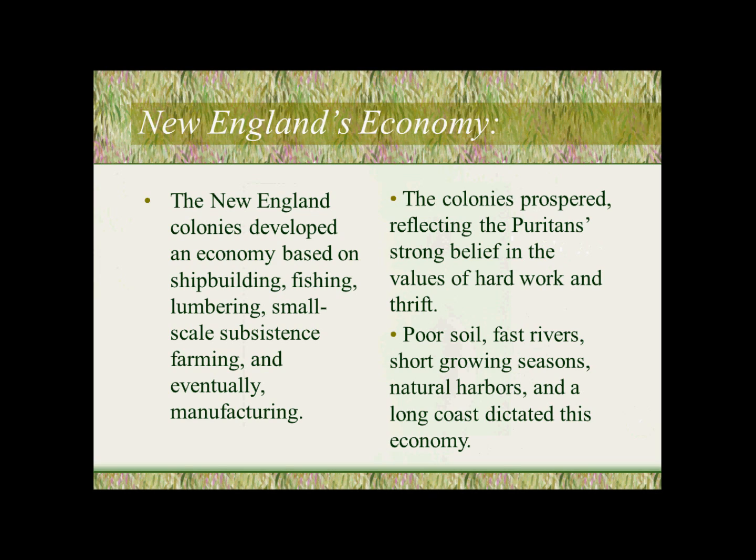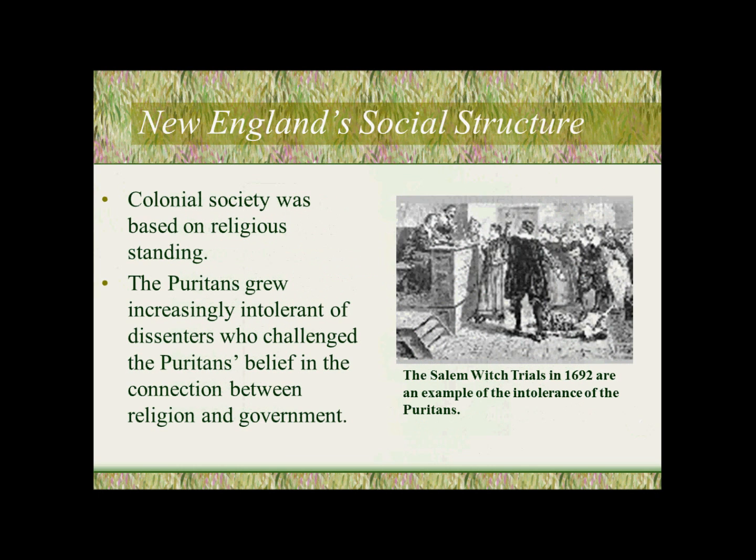So if the soil is poor, they're not going to have large plantations to grow cash crops like down in the south. So they will still have farms, but they're called subsistence farms, meaning just enough to exist. You can grow enough food for you and your family, maybe a little bit to sell in the market, but it's not a huge plantation where you're exporting crops. All of these natural harbors are going to lead them to build ships and fishing. Whaling is a huge thing. So the colonies prospered, also reflecting the Puritans' strong belief in hard work and thrift. We talked about that. So you can see that in the New England colonies.